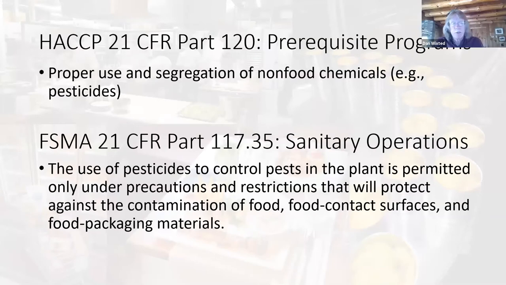So that brings us now to the third leg of pest management, which is pesticides. HACCP and FSMA obviously both allow the use of pesticides in food facilities, but only if you properly segregate them so you don't allow the food itself or food contact surfaces to be contaminated with chemicals. How do we do that? What's the best way of making sure we use them properly?